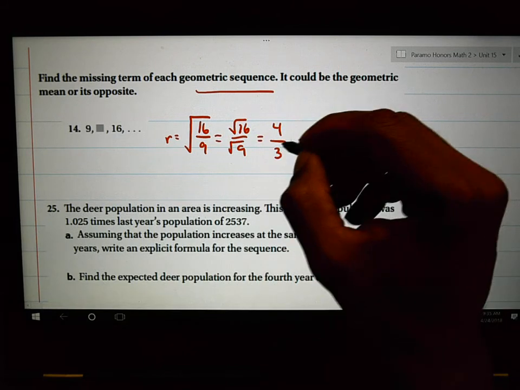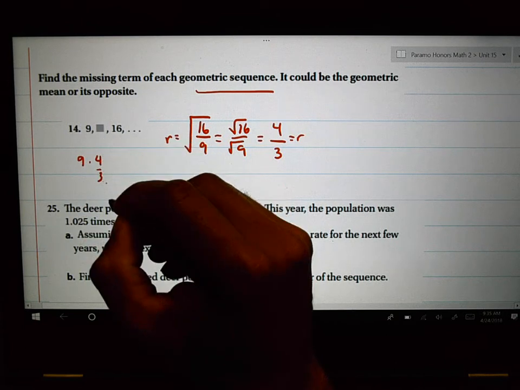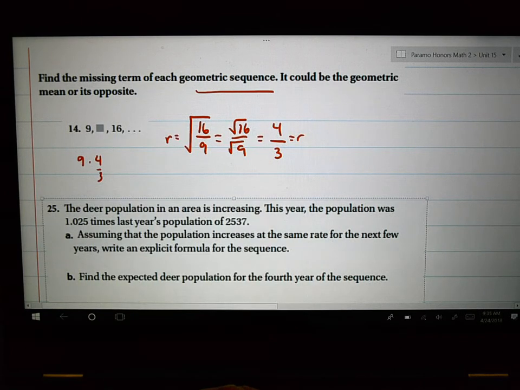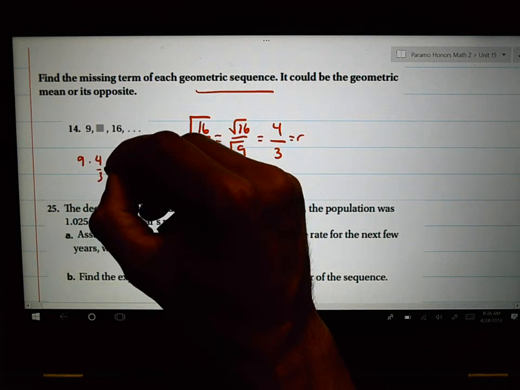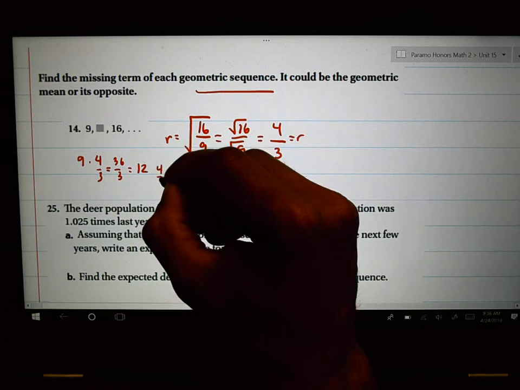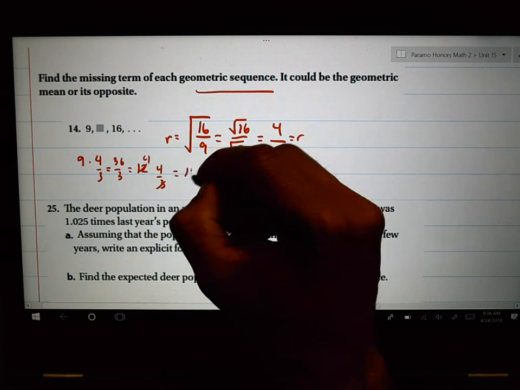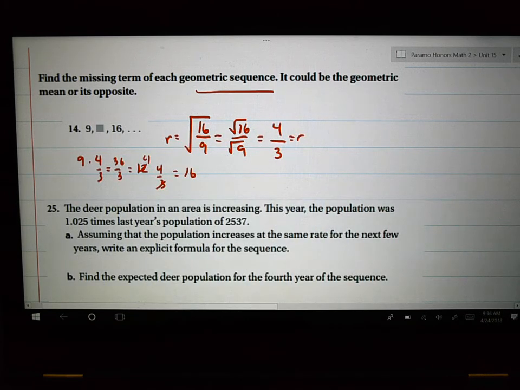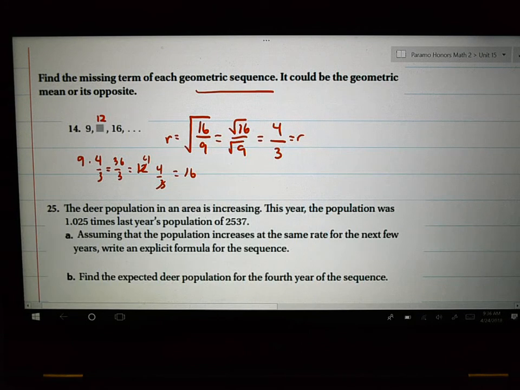This is what r is equal to, meaning 9 times 4 over 3 will give you the next number. What is 9 times 4 divided by 3? That's 36 divided by 3, which is 12. If you take that and you multiply it by 4/3, if you did this right, you get the last number. So that middle term is 12, because you're multiplying by 4 over 3.